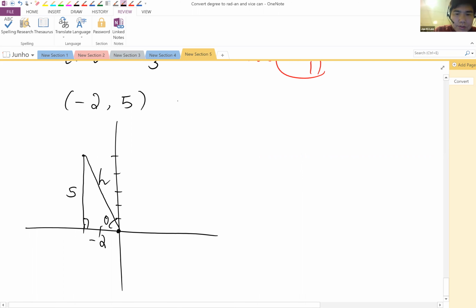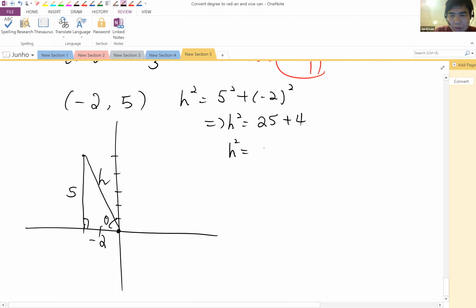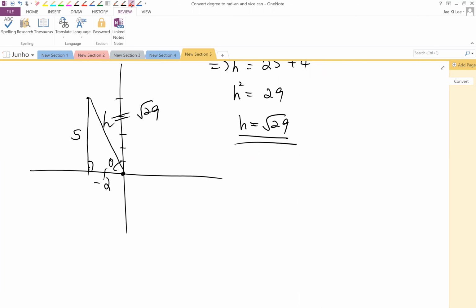So hypotenuse h squared equals 5 squared plus negative 2 squared. So h squared equals 25 plus 4, which is 29, which means h equals root 29. Again, I didn't put plus and minus because the hypotenuse is always positive. So this becomes root 29. Then based on that, you can analyze all 6 trigonometric values.